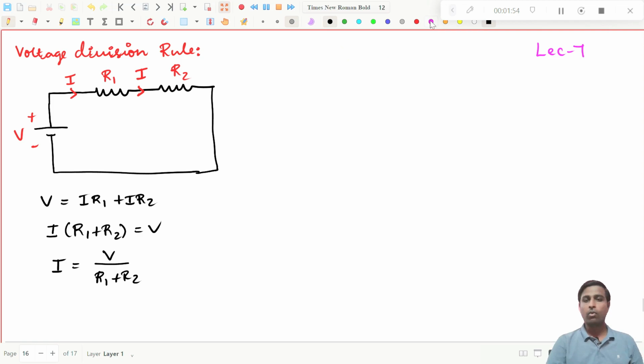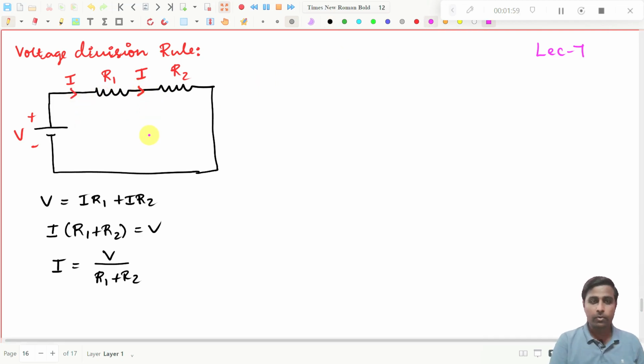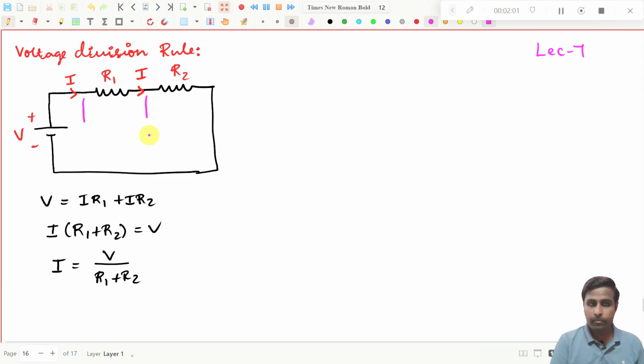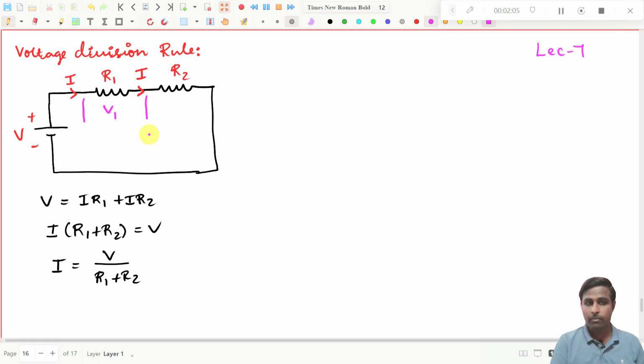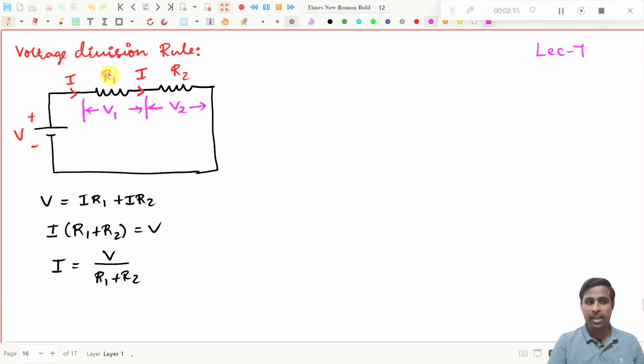Then what is the voltage between these 2 points? Voltage across this resistor, I am writing it as V1, and between these 2 points I am writing it as V2. And what is this value? The current in this resistor is I, and the value of the resistor is R1. What is voltage? Voltage is equal to I into R. So what you will get here? I into R1, that is V1.